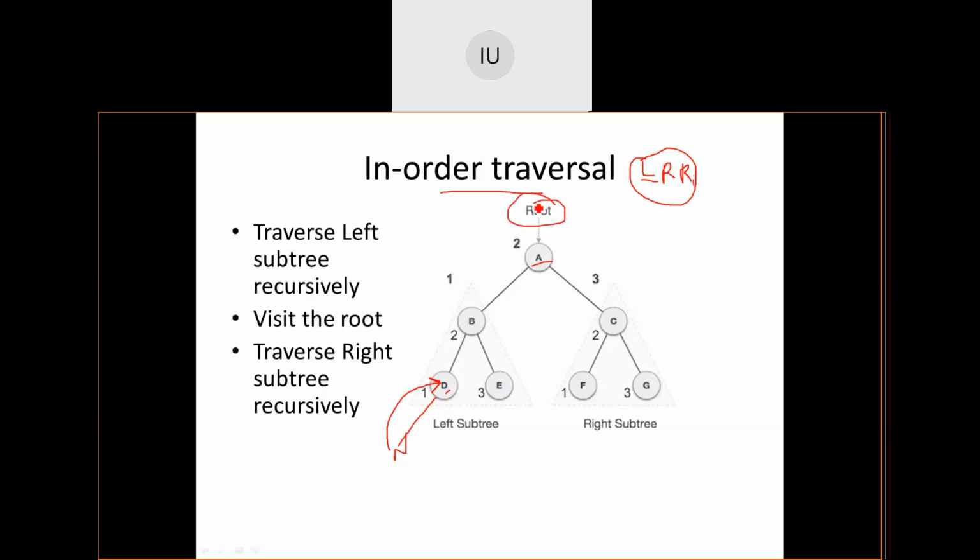I will call something like this. Let me write it in short: inorder of A arrow left. What is the meaning of A arrow left? When I write A arrow left, it is nothing but B. So it comes here. This again calls inorder of B arrow left. It calls again inorder of B arrow left.